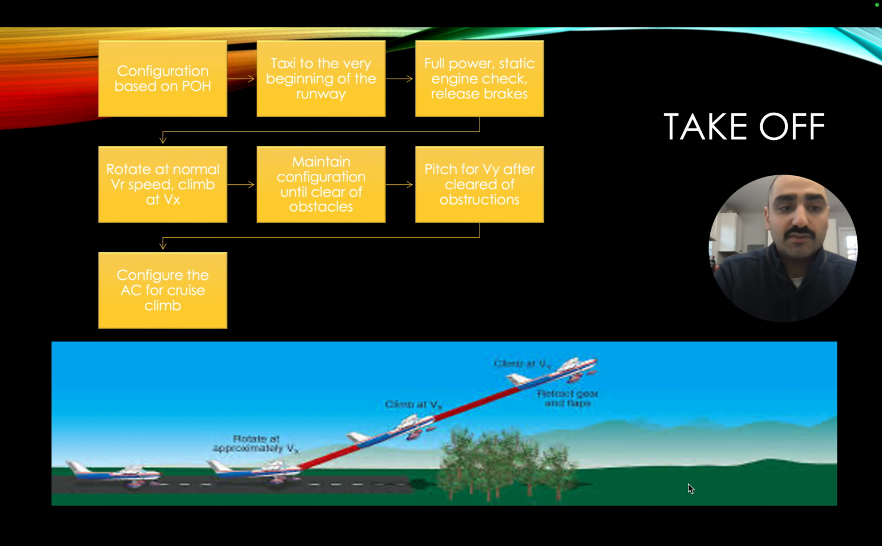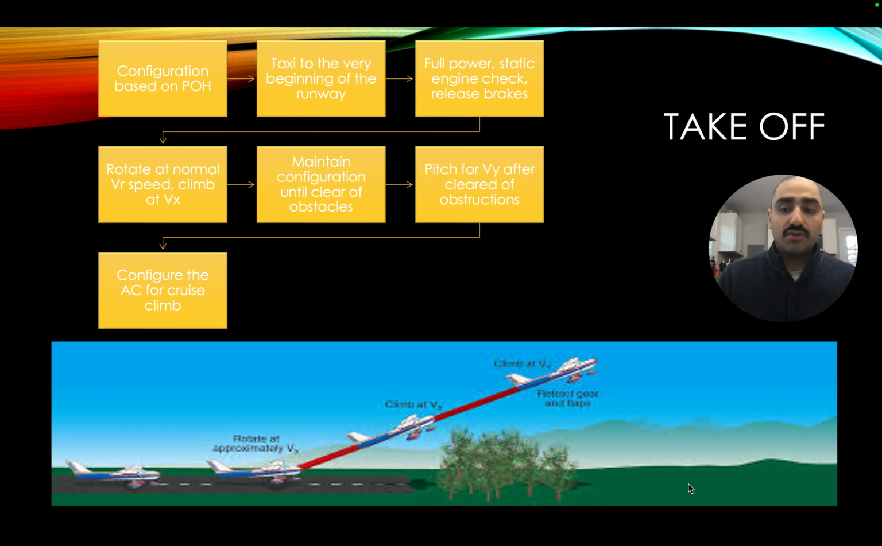All right, so now let's talk about the takeoff itself, actually. So we want to be configured based on the POH. Most aircraft call for 10 degrees of flaps for this. We want to also make sure that we are utilizing every bit of the runway that we can. So we'll be pulling off to the end of the runway as much as we can. And we'll line up, make sure that the nose is level and we are on the center line.